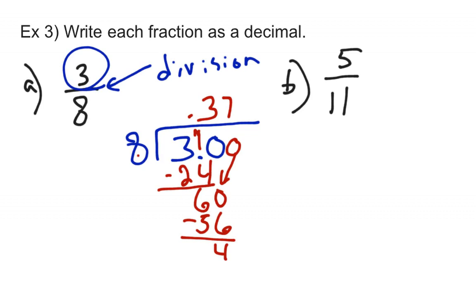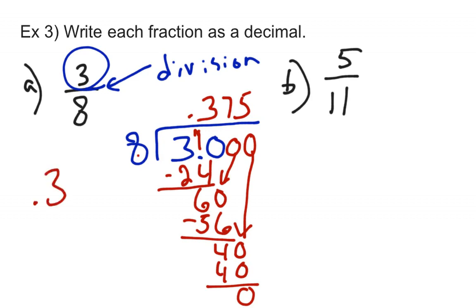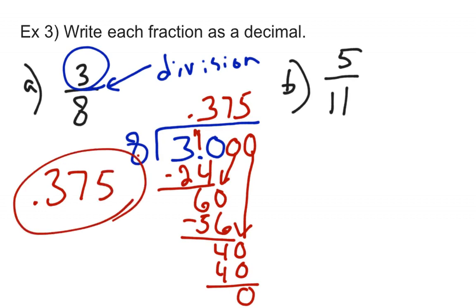I get 4 left over, and I have to keep adding zeros and bringing them down until I have no numbers left over and my remainder is 0, which is what I'm going to get right here. 5 times 8 is 40. Finally, I get a remainder of 0. So 3/8 became 0.375. Okay? You guys go ahead and do part B on your own and let me know what you come up with.